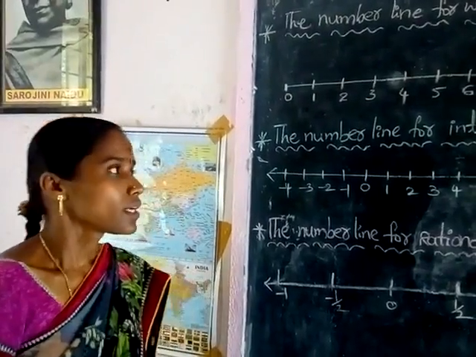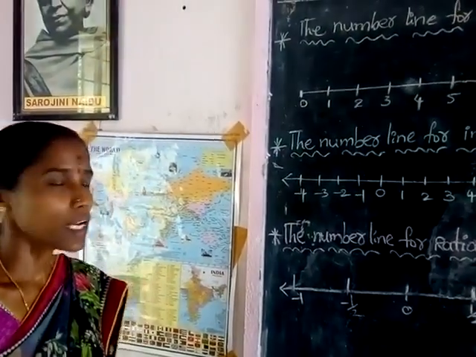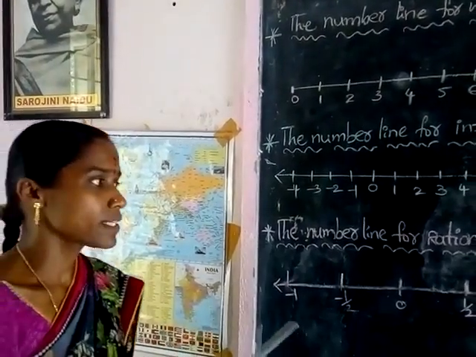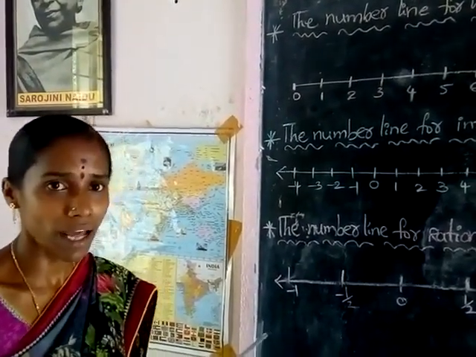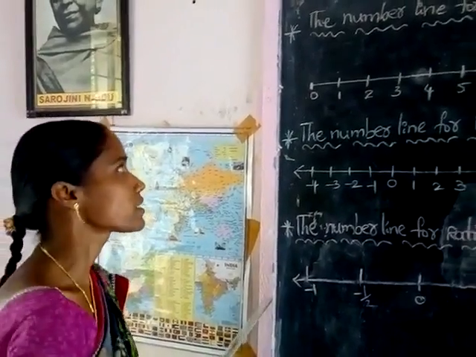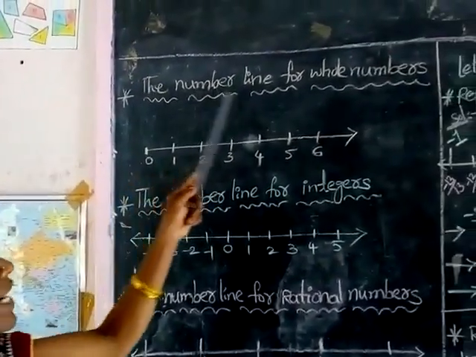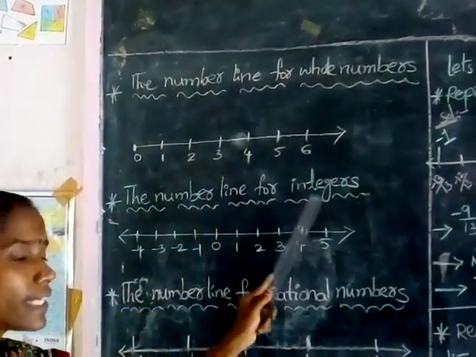In the previous class we understood the associative property, additive identity, multiplicative identity and inverse of rational numbers, and we know the distributive property also. Now we will learn how to represent rational numbers on the number line. Before going to that, let us see again the number line for whole numbers and integers.